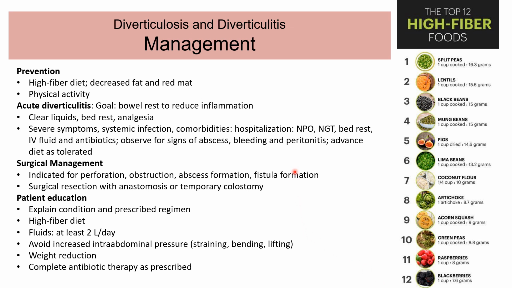So management. The best way to manage this is to prevent it altogether. When you're trying to prevent this, you want high fiber, decreased fat and red meat, physical activity, and hydration. So say you have diverticulosis, you want to prevent an exacerbation of that by maintaining high fiber.